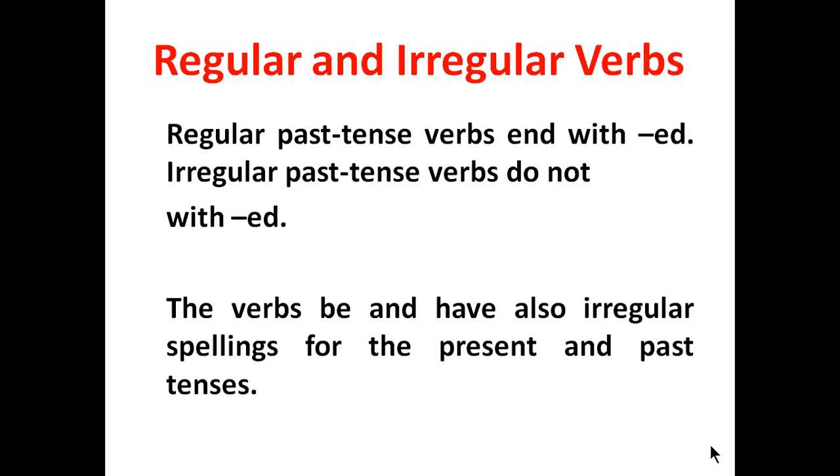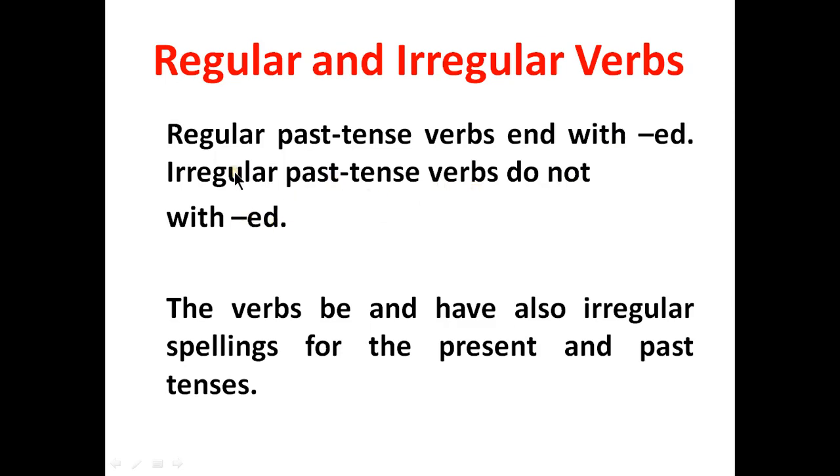But there are two main divisions or classes of verbs in English grammar. We call them regular and irregular verbs, and that is our topic. We have to differentiate whether the given verb is regular or irregular. So there are certain rules and regulations we have to abide by while going through the lesson. Regular past tense verbs end with ed. Irregular past tense verbs do not end with ed.